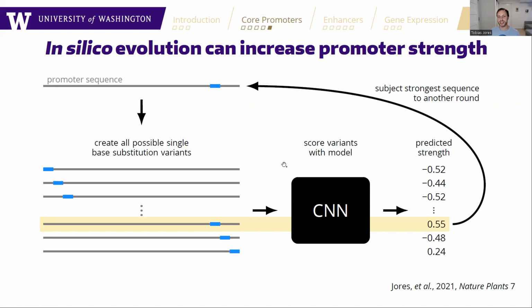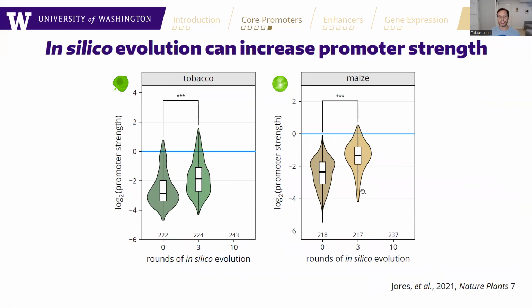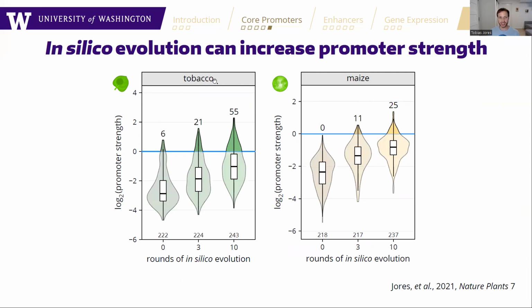So in each round, we introduce a single mutation in the promoter, and with each round, this should make the promoter stronger. To test if this actually holds up in an actual experiment, we chose about 200 promoters that span a wide range of activity in both our model systems. And then we subjected them to 3 rounds of in silico evolution and retested their strength. We could see that these 3 mutations that we inserted clearly had a beneficial effect on promoter strength. And we could also see that if we did 10 instead of 3 rounds of in silico evolution, we could further increase promoter strength.